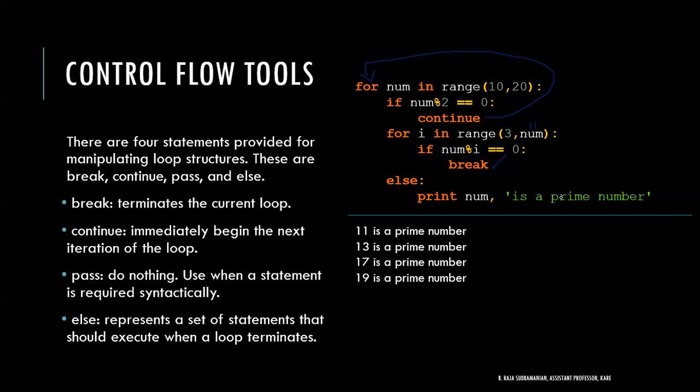We have various statements here. That is break, which terminates the current loop. Continue, which immediately begins the next iteration of the loop. I'll go for the next iteration. I have statements like pass. Pass means do nothing, right? We use it when a statement is required syntactically but no action is needed, so don't use it always. Else represents a set of statements that should execute when a loop terminates. So those are the different control flow statements, right?